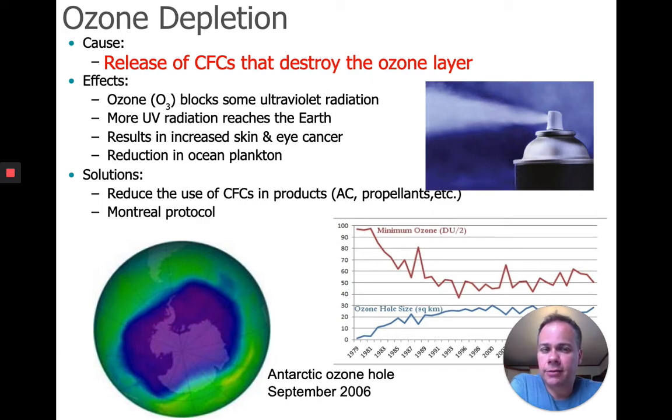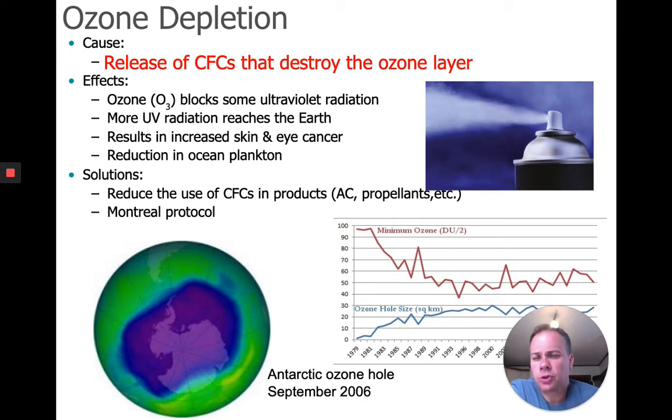Ozone, this layer of our atmosphere, is O3, it's just oxygen, not O2 but O3, and it blocks some of this ultraviolet radiation. So if you destroy the ozone layer, you allow more ultraviolet radiation to reach the surface of the Earth, and that leads to the destruction of plankton in the oceans, which form the base of the food chain. In humans, it can lead to eye cancer and skin cancer, because that's what exposure to ultraviolet radiation does.